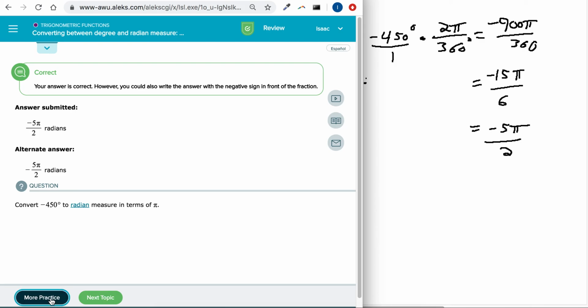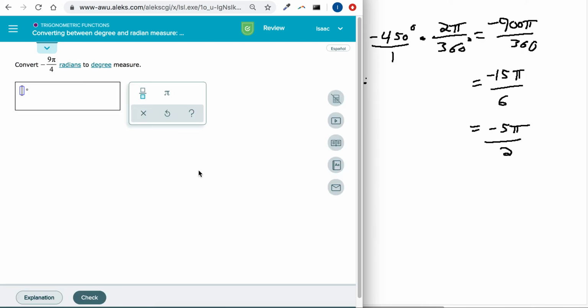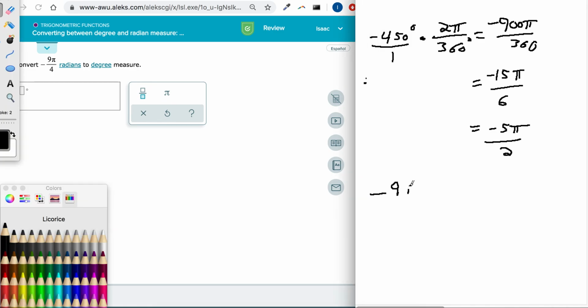Okay. And so the rest of them are going to be just like that. This one you would multiply negative 9 pi over 4 by 360 over 2 pi. You want pi on the bottom. That way your units can cross cancel. I haven't written them out in words, but this is radians on the bottom and this is radians up top. The units have to cross cancel there.